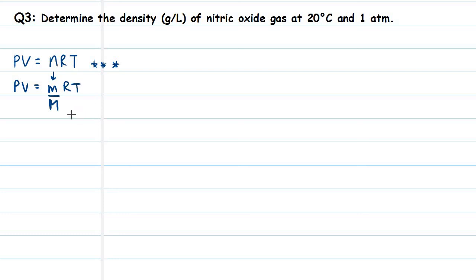mRT over big M. And since they're looking for the density, and density is actually mass per volume, we can get m over V to be equal to PM over RT. Alright, and this m over V here is the D, which is density.